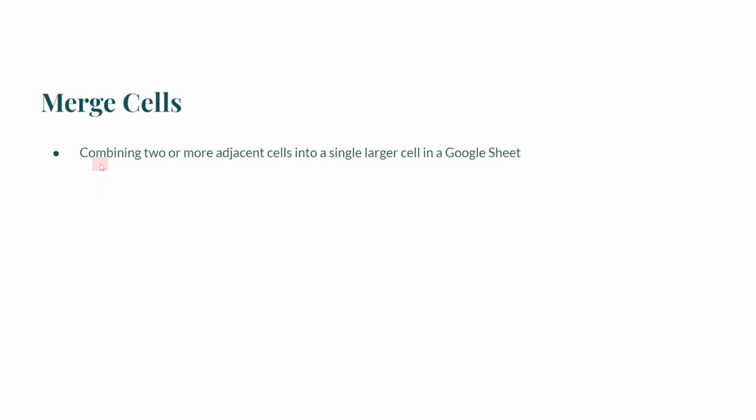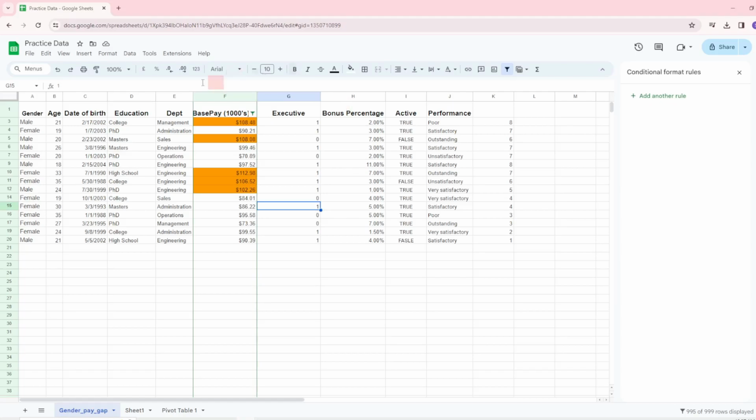Merge cells. When we talk about merge cells, it's a combination of two or more adjacent cells into a single larger cell in Google Sheets. So let's say we want to merge executive and percentage. We want to have a single column heading for them.